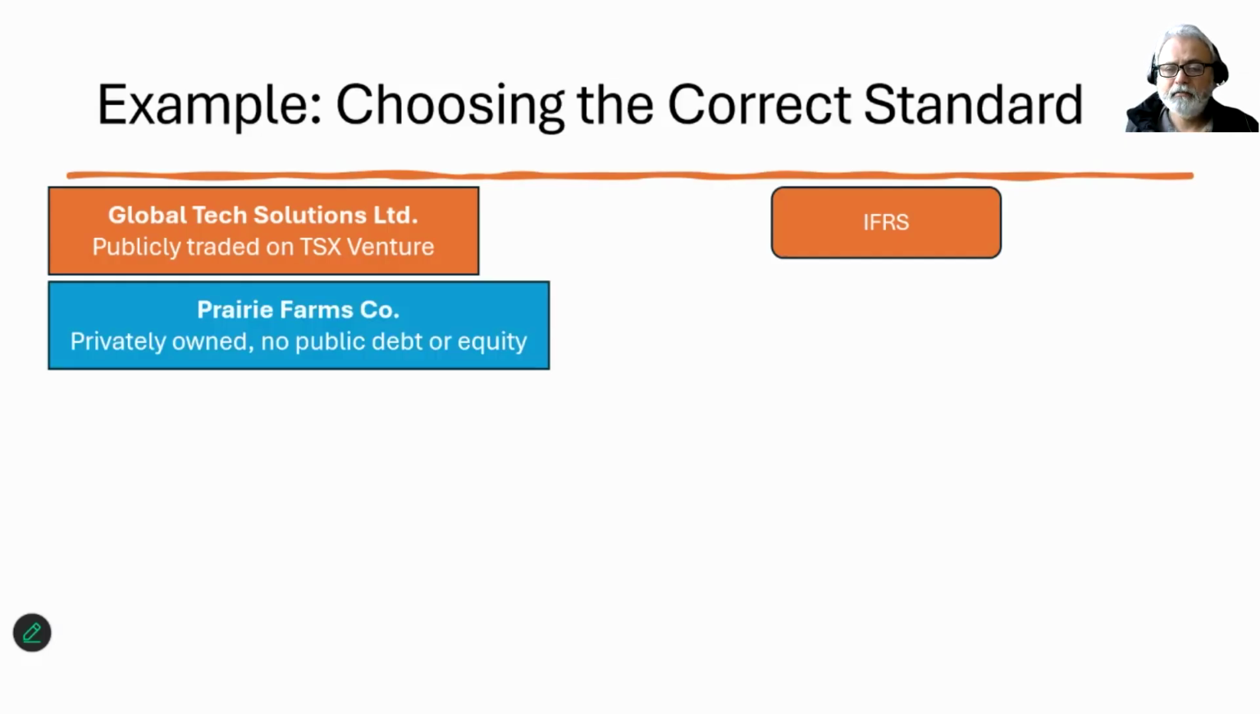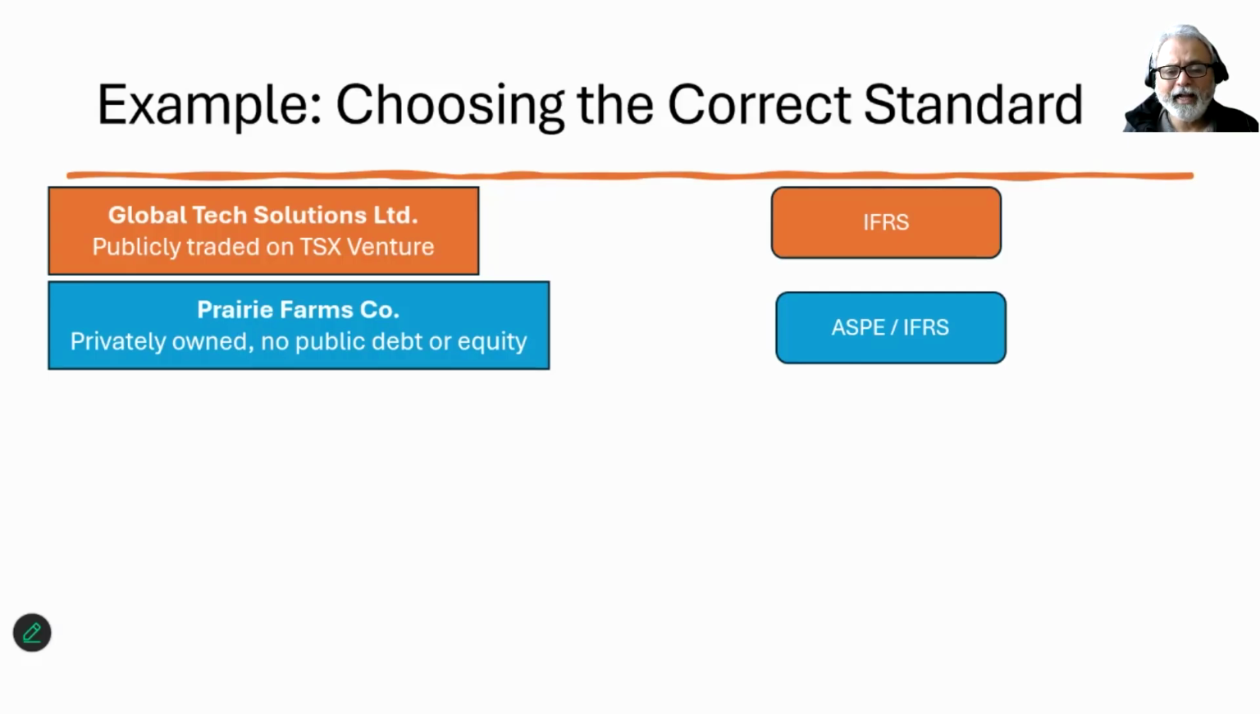In contrast, consider Prairie Farms Company. It's privately owned. It does not have any publicly traded debt or equity. So here, you have a choice between ASPE and IFRS. Okay, now ASPE was deliberately carved out from old Canadian GAAP. In Canada, we adopted IFRS starting January 1st, 2011. So before that, we used to have what was referred to as Canadian GAAP, generally accepted accounting principles.